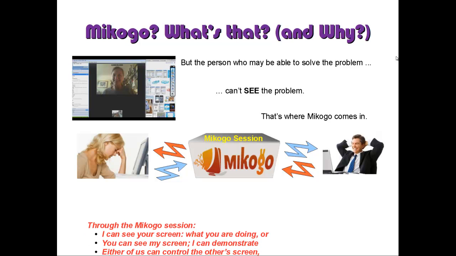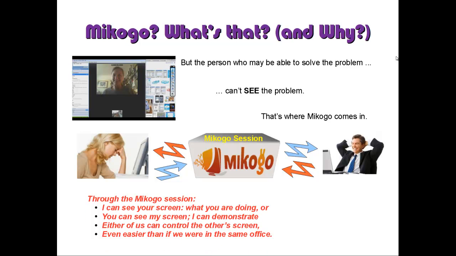And what does that do for us? Well, through the Mikogo session, I can see your screen. I can see what you're doing, or you can see my screen. I can demonstrate stuff. And either of us can control the other's screen, and it's even easier than if we were in the same office, because if we're in the same office, I've either got to shove you out of your seat and sit down and you've got to look over my shoulder, or I've got to look over your shoulder and I'm short-sighted. So Mikogo is brilliant.